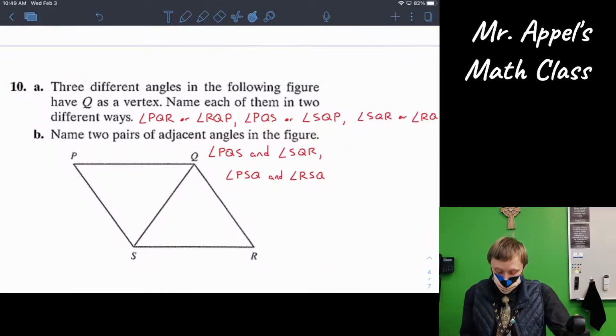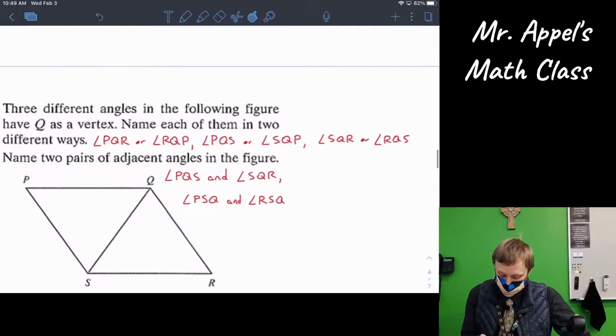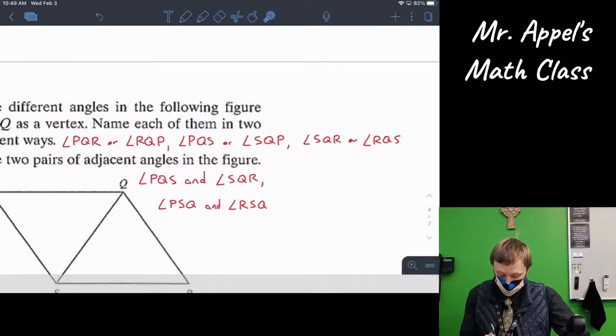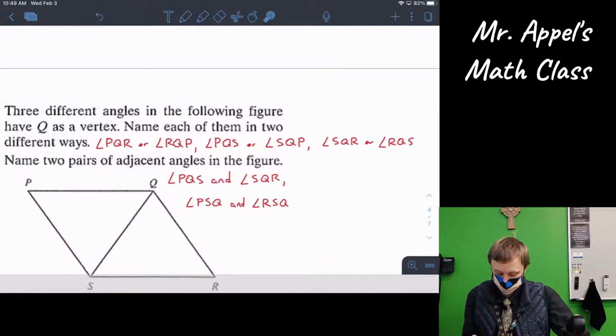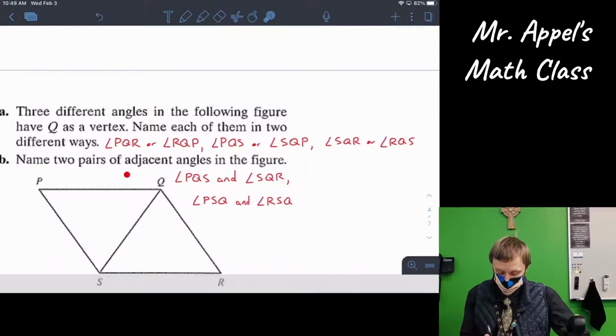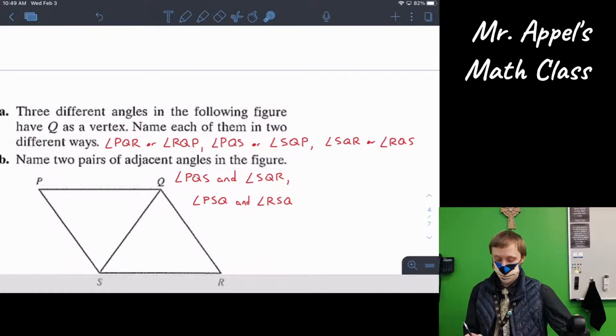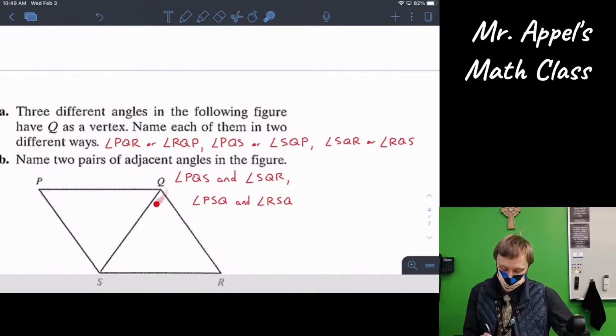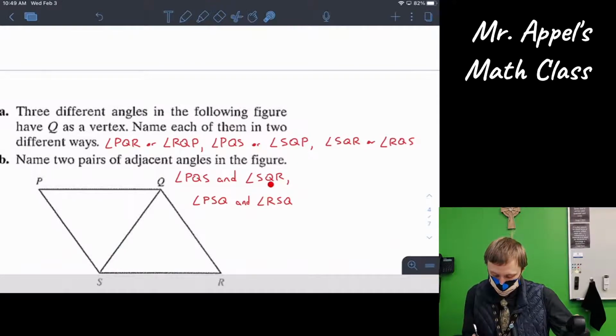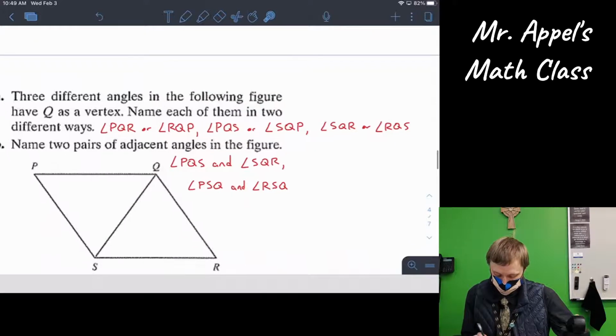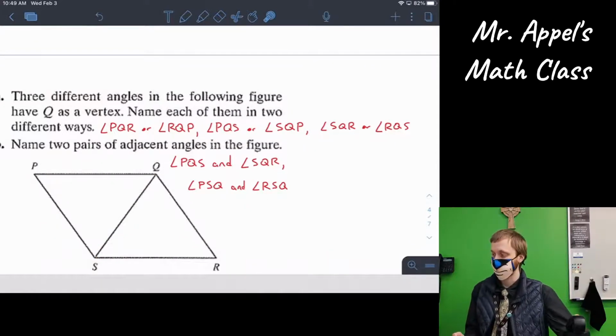Number 10, 3 different angles have Q as the vertex. Here they are, using either naming order, so PQR, or reverse that, PQS and SQR. And the 2 pairs of adjacent angles would be, you've got to be using these ones in the middle here, PQS and SQR, so this guy and this guy. And PSQ and RSQ, so this guy and this guy.